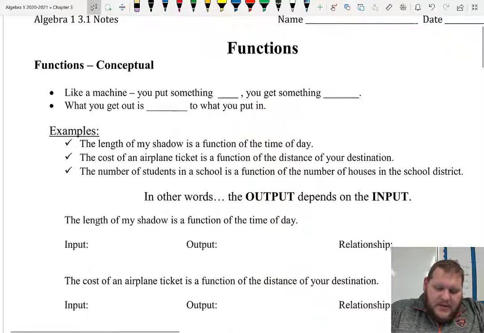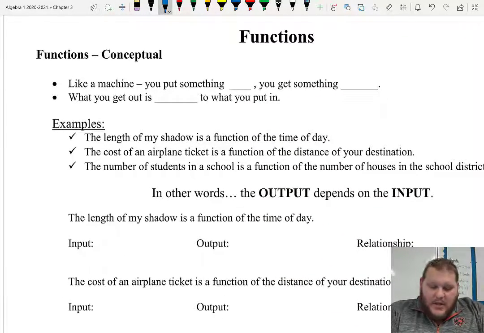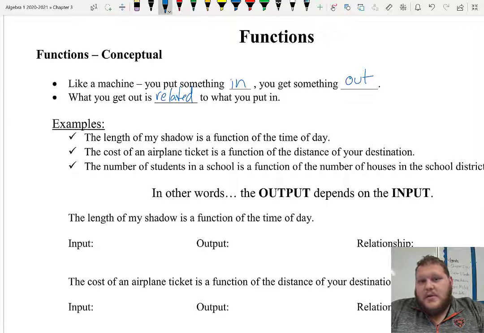So first things first, just giving ourselves some quick reminders here. A function is like a machine. You put something into the machine, you get something back out of the machine. What those two things are, our inputs and our outputs, are related in some way. We'll focus specifically on how they're related at a later date. In later sections, we'll talk about how things can be related to each other. But for right now, all we're caring about is that there is a relationship between those two things.